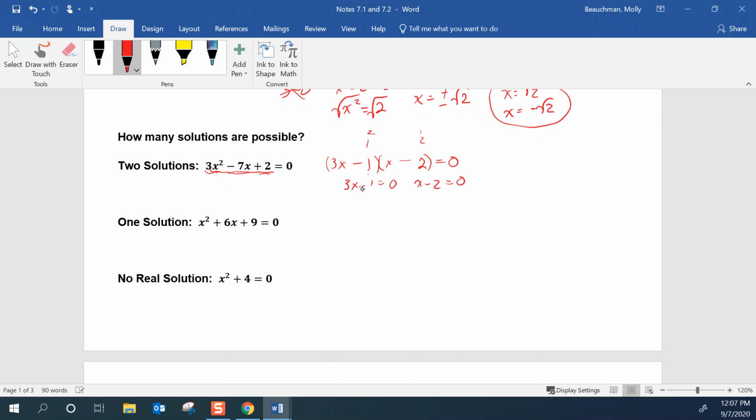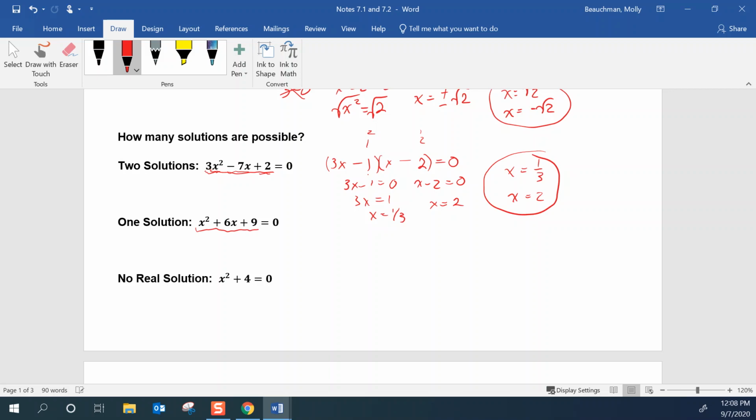And then solve the two linear equations that result. We add 1 to both sides, divide by 3, x equals 1/3, and x equals 2. So the two solutions are x equals 1/3 and x equals 2. So this is a case where we got two distinct solutions. Next, we get one solution.